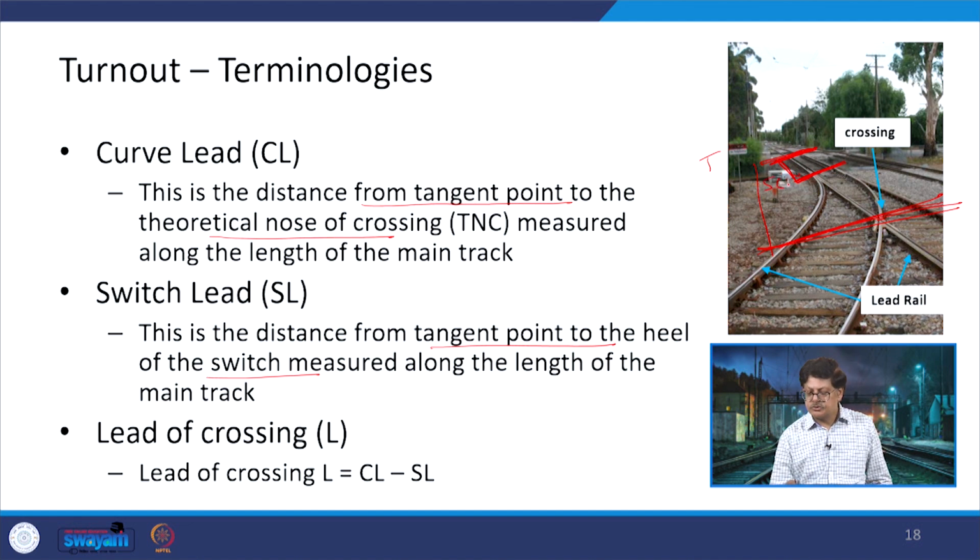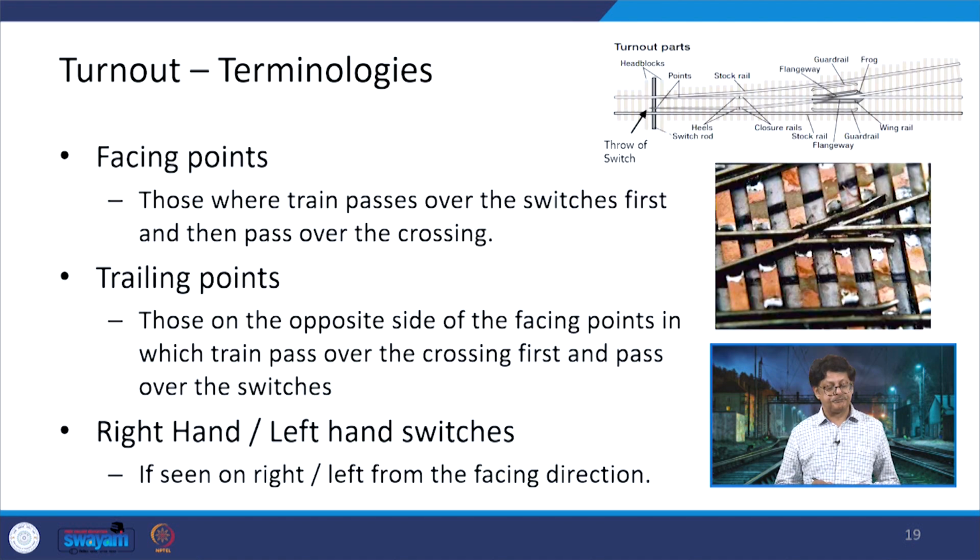So, this is switch lead and this is curve lead, and the lead of the crossing, that means in between here, that is the lead of the crossing. So, this is L, which is nothing but CL minus SL. And all of these things, when we will be designing the turnout, we will again be talking about these distances. So, that is why you need to understand what these distances are and how these are marked and calculated.